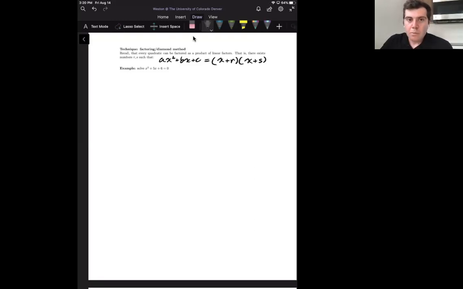So we'll illustrate this method just by doing an example. Suppose we want to solve x squared plus 5x plus 6 equals 0, and we want to factor it. The first thing is we're going to say that we can factor it because we know that there is a factorization, and that factorization is going to look like x plus r times x plus s. Now we're going to ask ourselves, what happens when we multiply out these linear terms? And hopefully it'll give us some information on what r and s have to be.